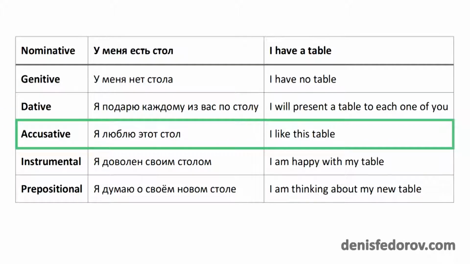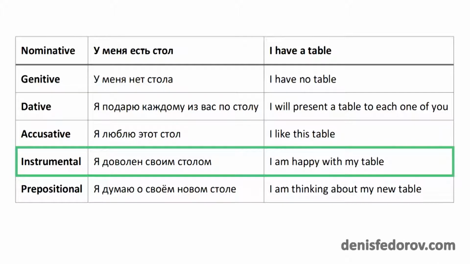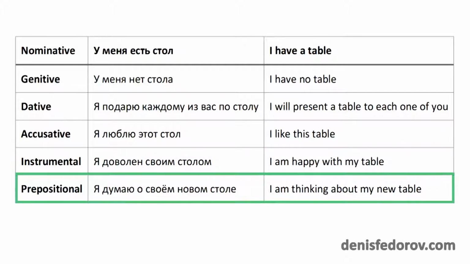Accusative. Я люблю этот стол. I like this table. Instrumental case. Я доволен своим столом. I am happy with my table. Prepositional case. Я думаю о своем новом столе. I am thinking about my new table.